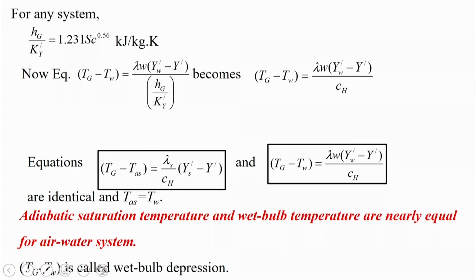For other systems maybe there will be a small variation, but for the air water system we will be assuming Tas is equal to Tw, and Tg minus Tas or Tg minus Tw is called the wet bulb depression.